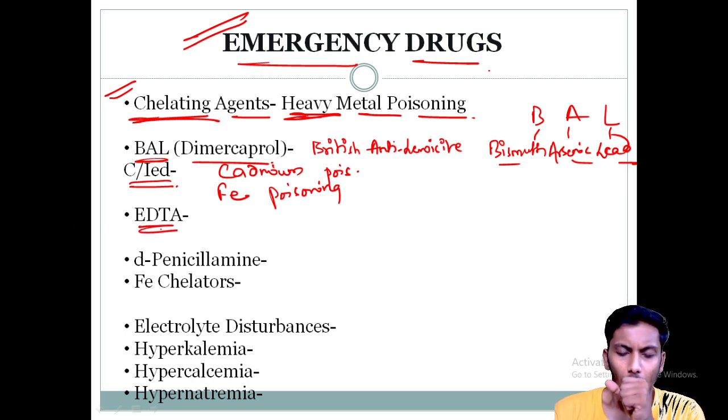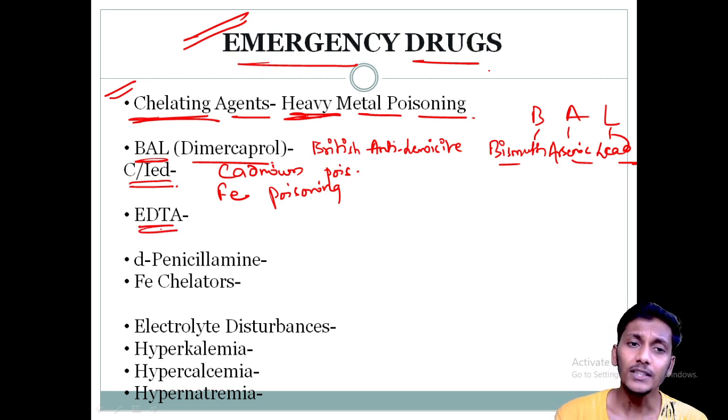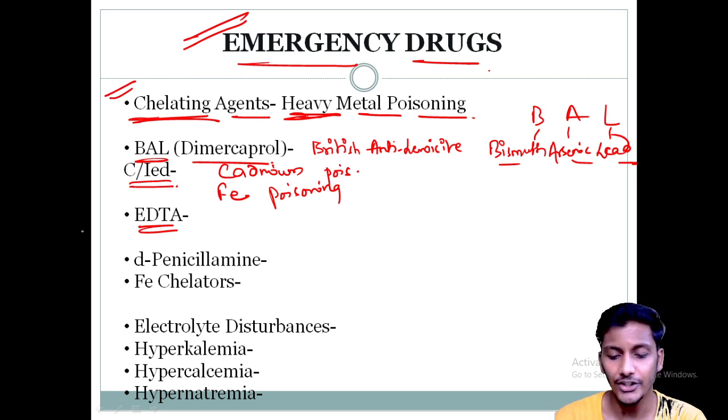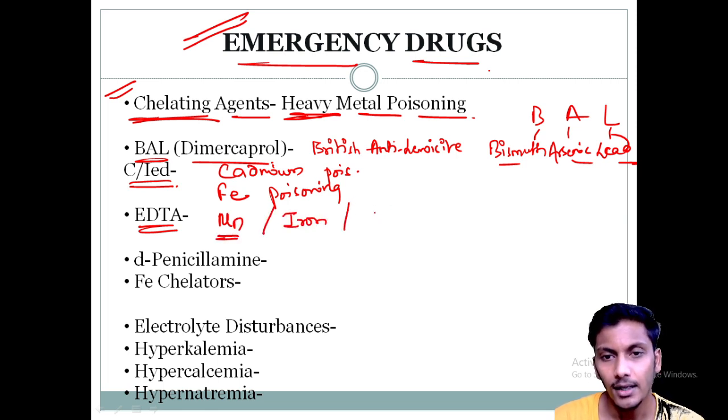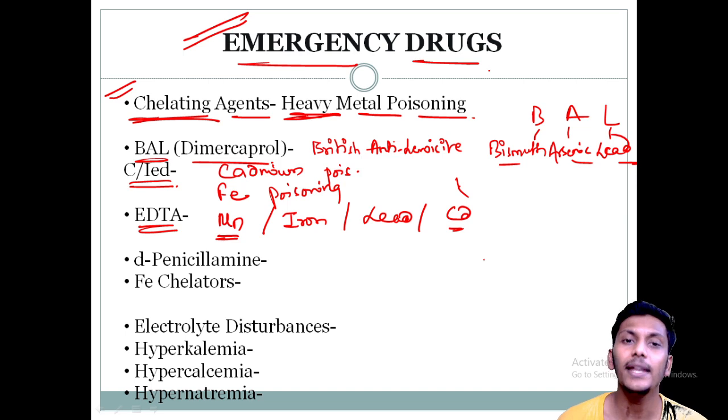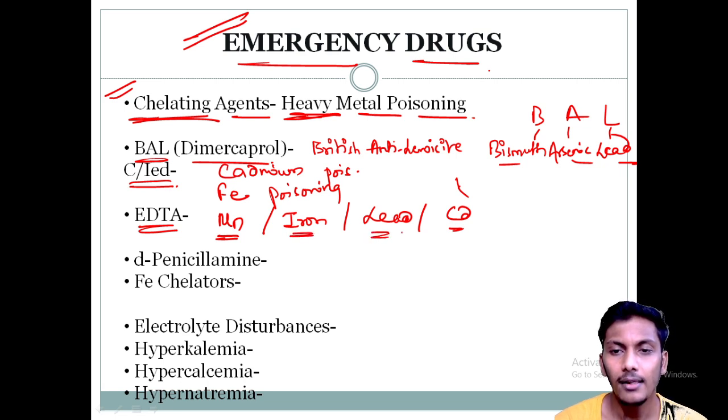Now next one is your EDTA, right? So now EDTA is the chelating agent which is used in cases of what? Please remember, EDTA is used in cases of manganese poisoning, iron poisoning, lead poisoning and cadmium poisoning. So thus you can remember by taking the first letters. The mnemonic becomes MILK. So EDTA is usually used in cases of MILK poisoning, right? So manganese, iron, lead and cadmium poisoning, right?